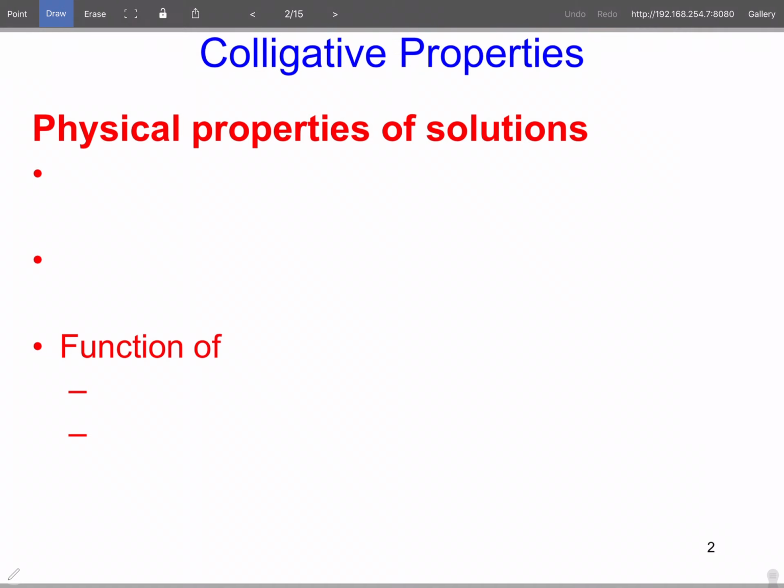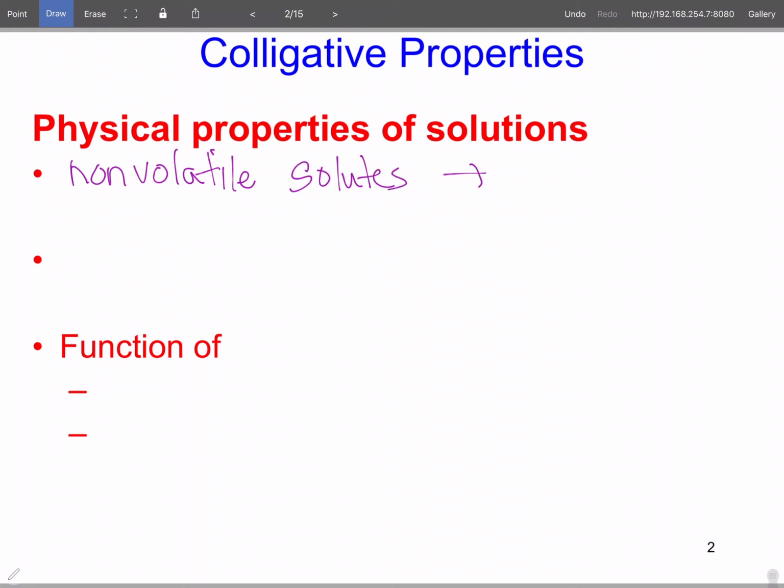So here we go. We need non-volatile solutes. And again, spelling is optional today, evidently. Okay, so solutes. Now, what are these?